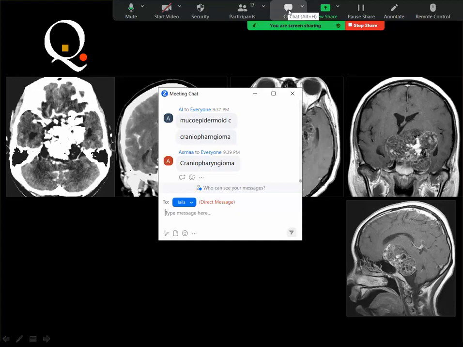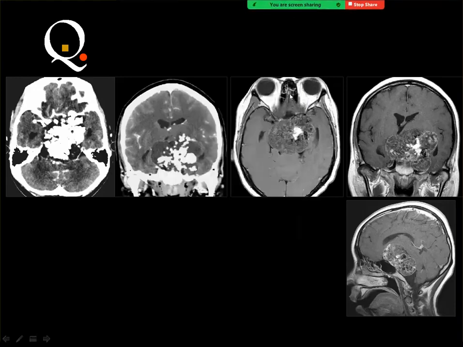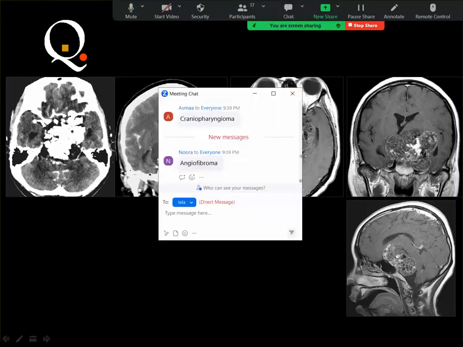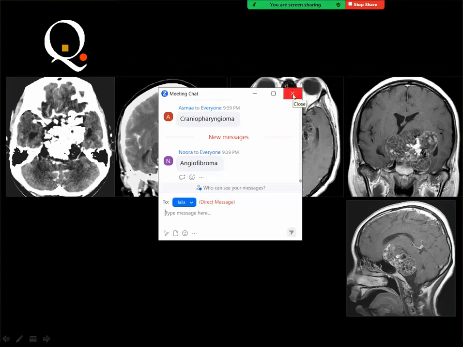Then, no, this is not a craniopharyngioma. Craniopharyngioma should have a cystic component and a solid component. You may feel that this is a cystic component from the CT scan, but this is not the case on MRI. There is no cystic component in this tumor. It is absolutely solid and heavily calcified. And also it is not suprasellar, it arises from the skull base. No, this is not angiofibroma.